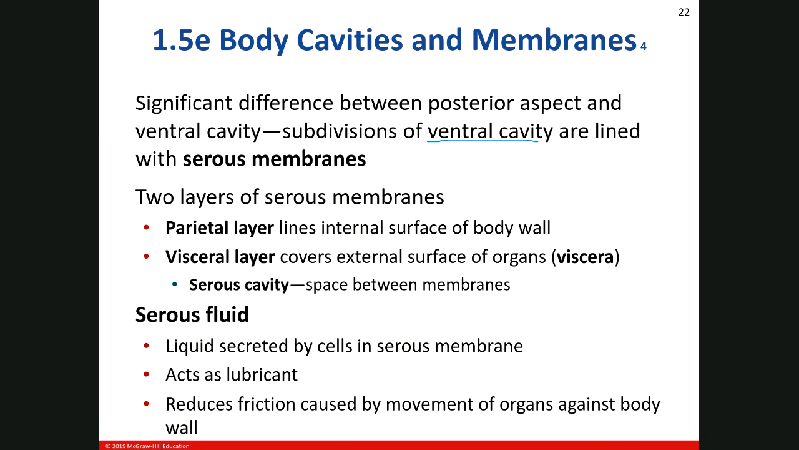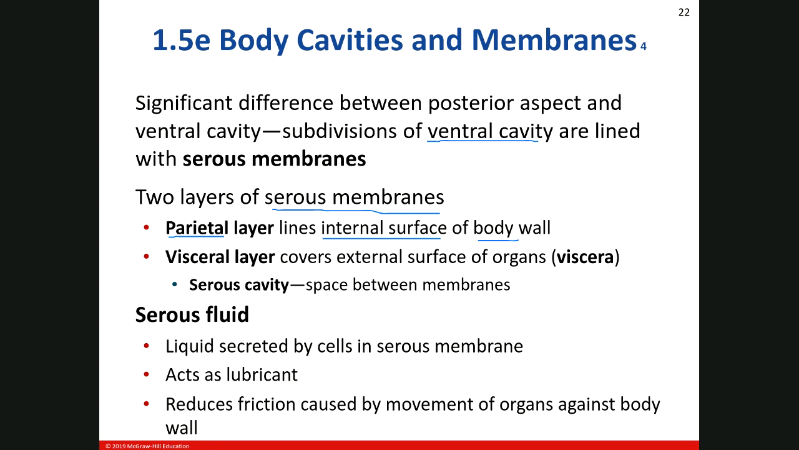Okay, so let's get back to serous membranes. There are two layers to the serous membranes. And understand, when I say two layers, I mean two cell layers, and they're usually one right on top of the other. The first layer that we're going to talk about is the parietal layer, and it's important that you know this: it lines the internal surface of the body wall. So in the abdominopelvic cavity, on the inside of our bodies, the parietal layer of this membrane lines that area.